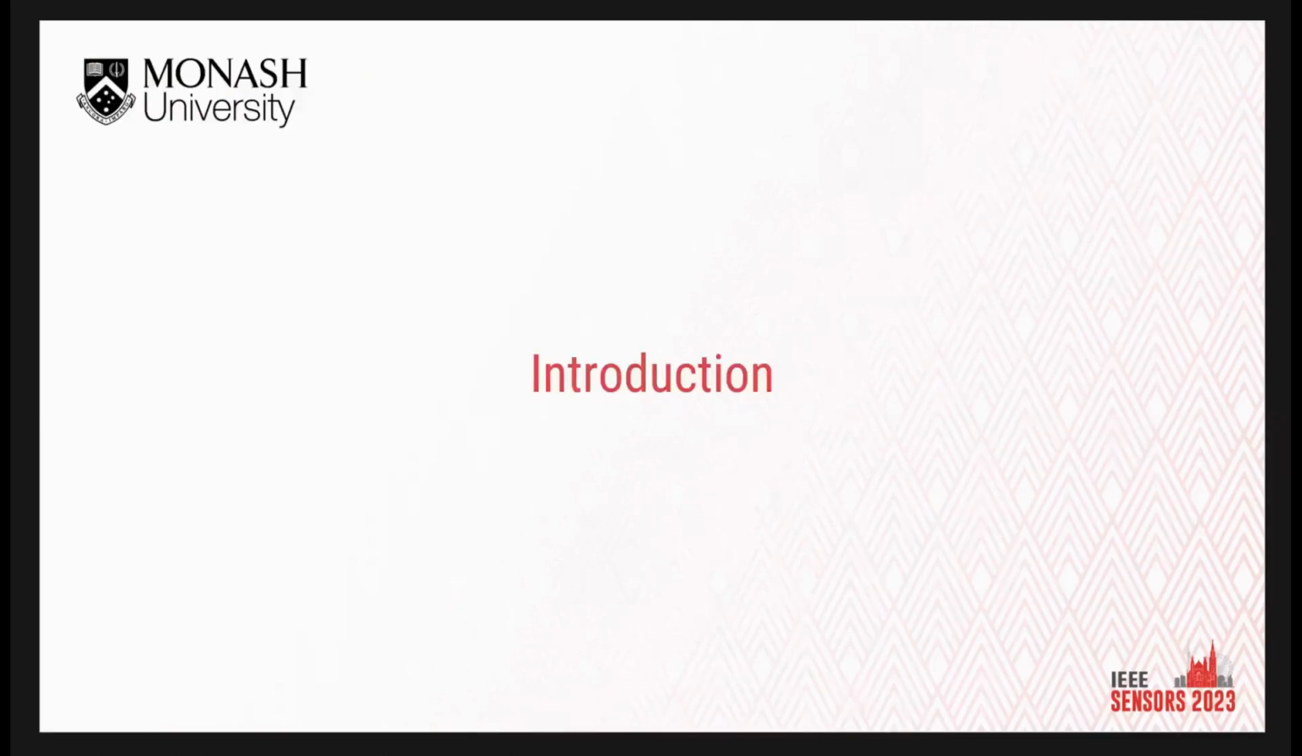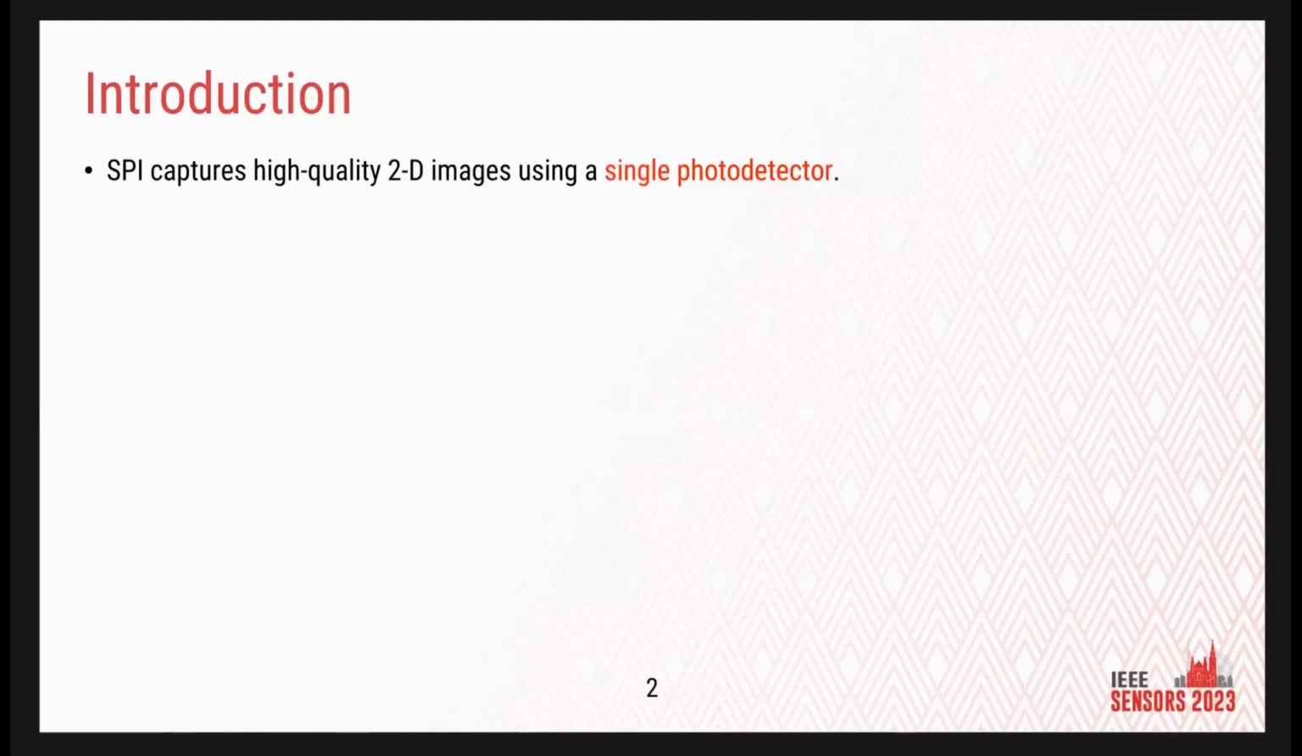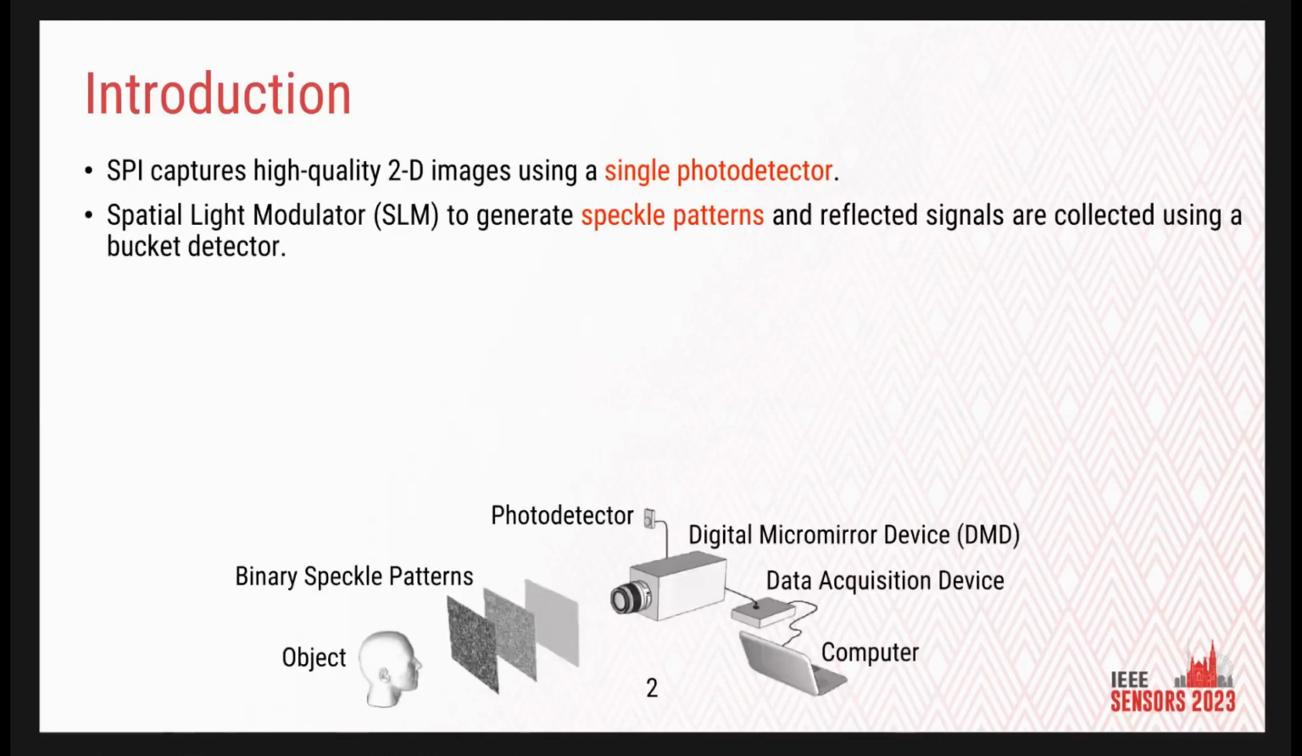So first, what is single pixel imaging? Single pixel imaging is a system that works by capturing high quality 2D images using a single photodetector. Normally, a spatial light modulator is used to generate the speckle patterns, and a bucket detector is used to collect the reflected light signals. Here you can see that we use a DMD, digital micromirror device, as the spatial light modulator, and we project the binary speckle patterns onto the object. Then the reflected light signals are collected by a bucket detector.